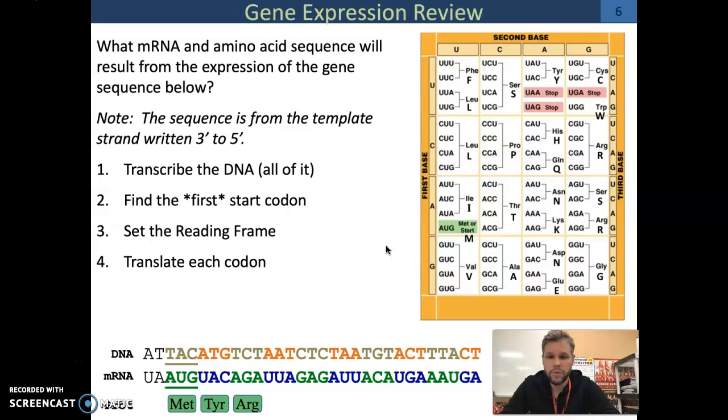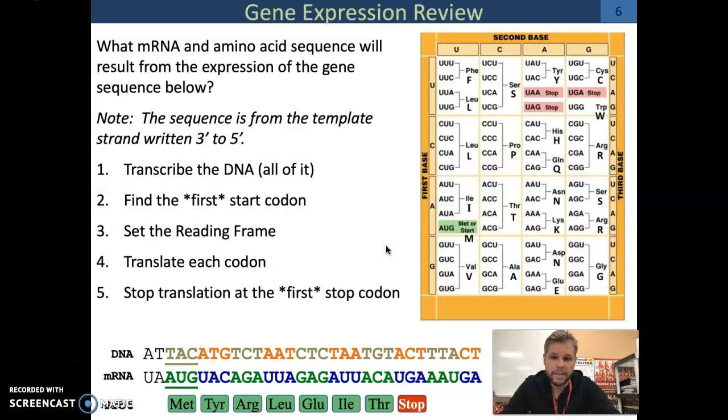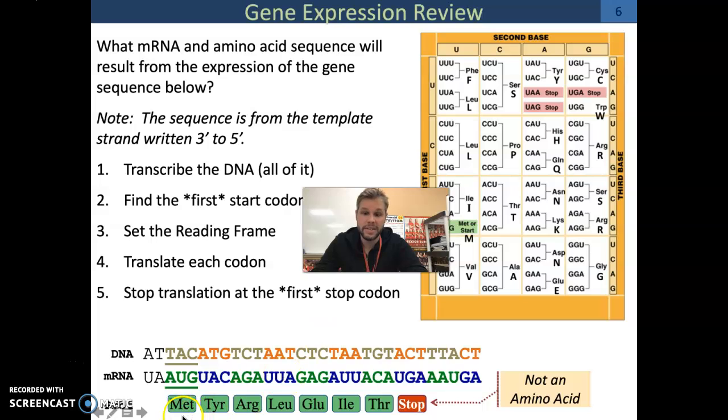So AUG is my first one, and then I'm going to start plugging in all these amino acids until I get to my first stop codon, which is not an amino acid, right? It's actually just a place that says stop. So now I've got my sequence, and this is going to fold up and make my protein. That whole process is called protein synthesis and how we express genes.